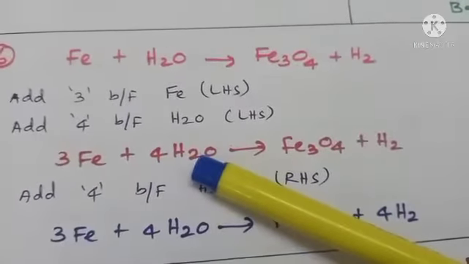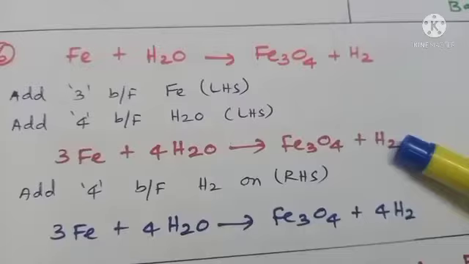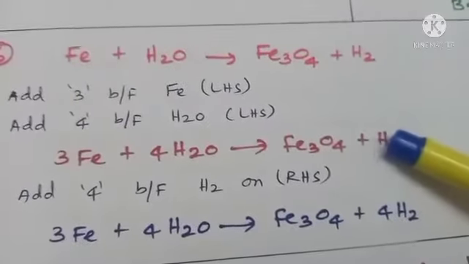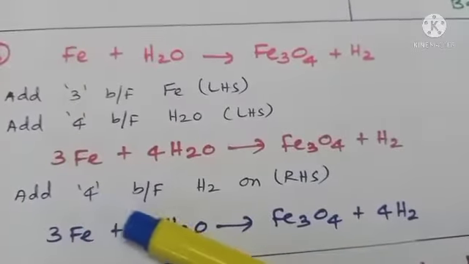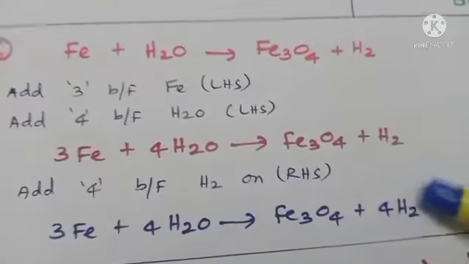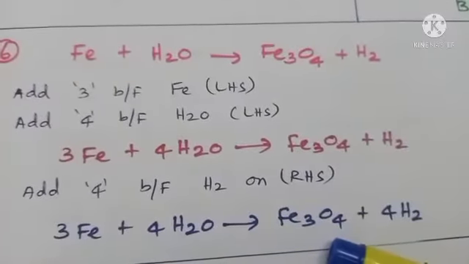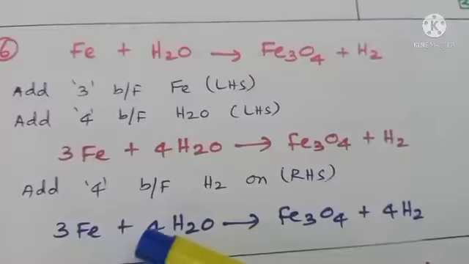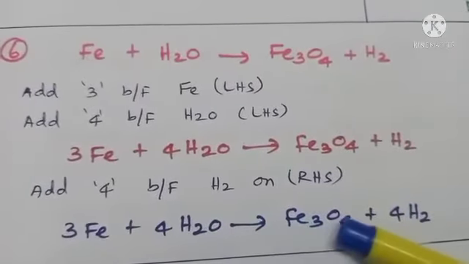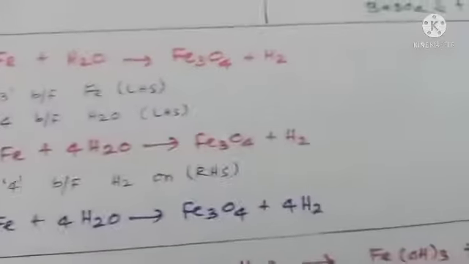4H2. There are 8 hydrogens on the left hand side, but on the right hand side, only 2. You have to make it 8. So I add 4 before H2 on the right hand side to balance hydrogen. Now this is a complete balanced equation: 3Fe plus 4H2O gives Fe3O4 plus 4H2.